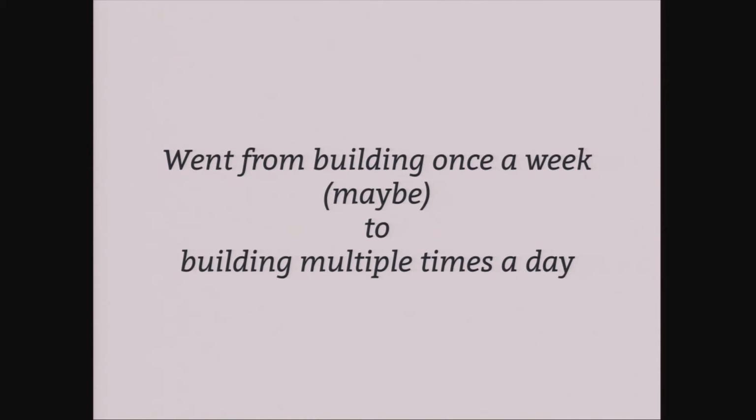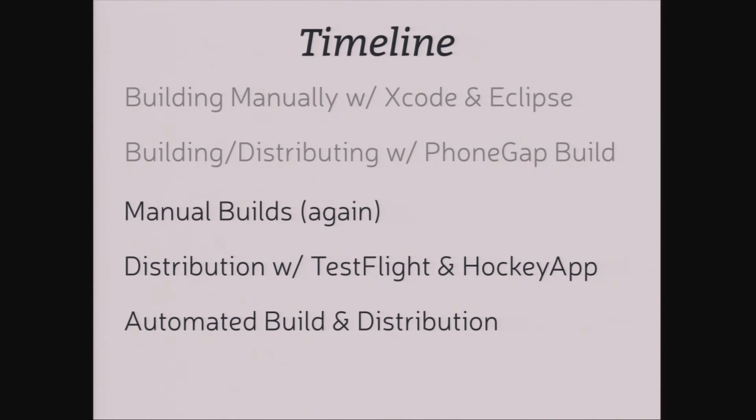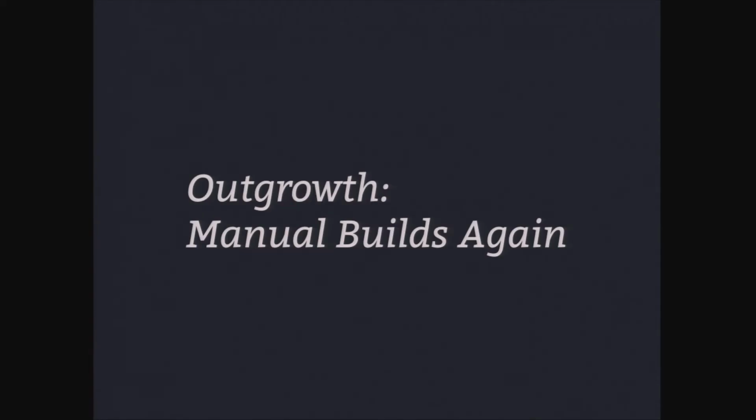And if this were a perfect world, we would probably be using that forever, but it's not. And as I said, in our timeline, we ended up doing manual builds again. So why did we have to do that?